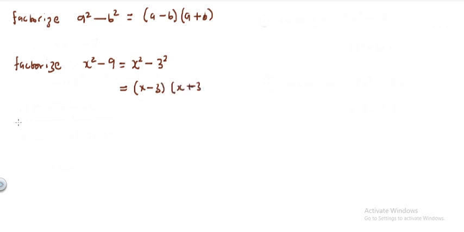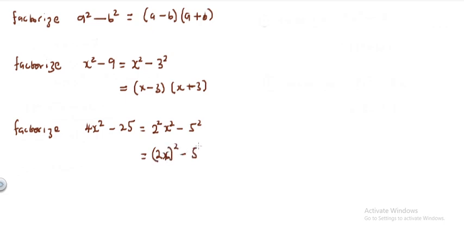Let's look at another example. Say we are asked to factorize 4x squared minus 25. You can pause the video and try to solve this one yourself. Let's work on this. We can rewrite this as 2 squared x squared minus 5 squared, so that we can say this is equal to 2x, everything squared, minus 5 squared. From here, we can now use our difference of two squares. So we say 2x minus 5, and 2x plus 5.